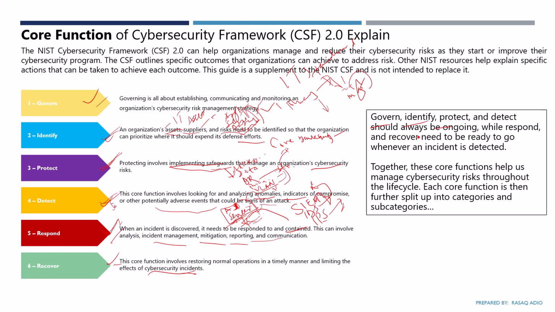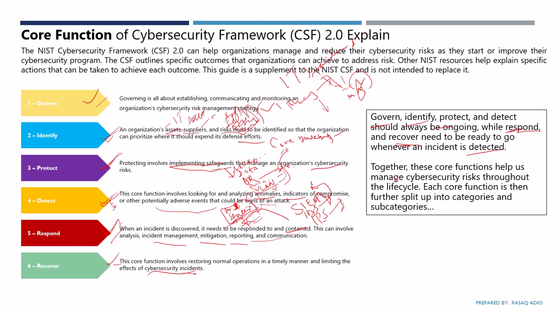So in a nutshell, what we are actually talking about here is that govern, identify, protect, and detect should always be an ongoing process. It's non-stop. You must continue it day in, day out, every second. While respond and then recover only occur when an incident has been detected. You can only initiate the response when you know that an incident has already occurred within your environment, and then recover. But these four, govern, identify, protect, and detect, must be a continuous process within your environment.